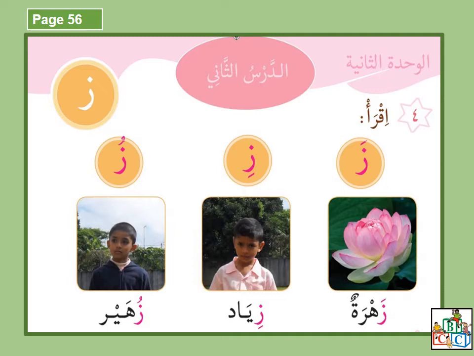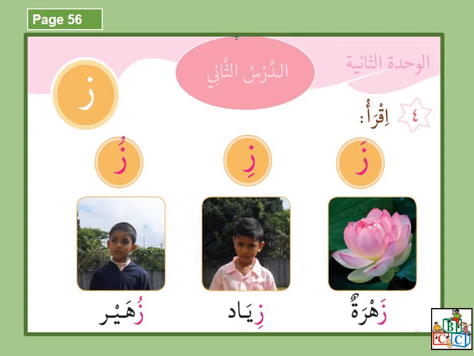Now let's see the alphabet Z with the harakat with these pictures. The first picture on your right side, you have a flower. We say in Arabic, Zahratun, flower. Again, Zahratun, flower. So, the Za has a Fatha on it. So, it's Za, Zahratun.